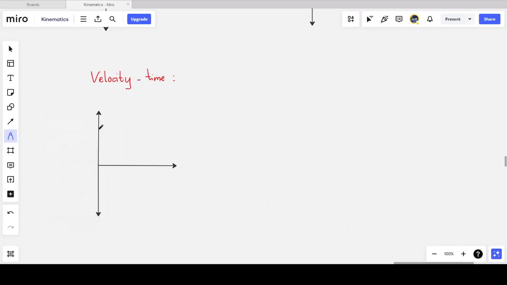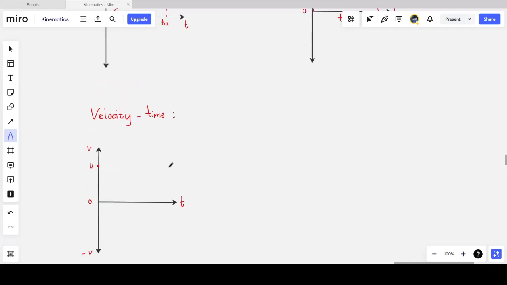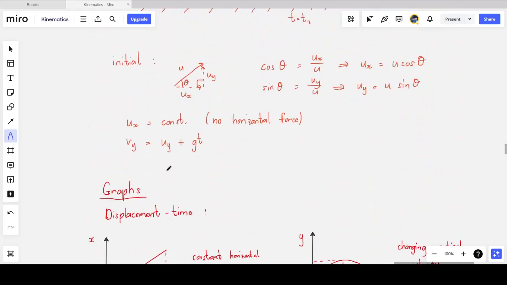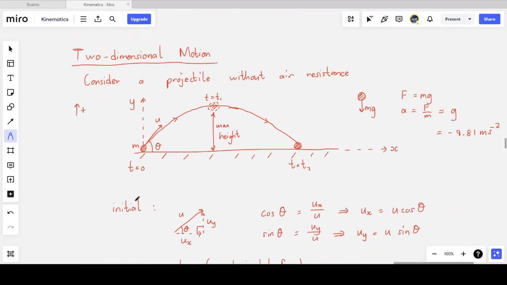So I kick the ball with some initial velocity u, and the ball slows down as it moves upward. And so its velocity decreases, but its velocity is positive because it's moving upwards. And I said everything that's upward is positive. But then I said everything downward is negative.